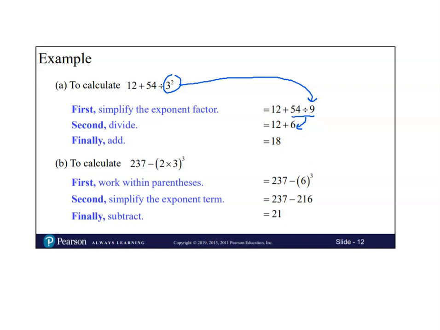In this problem, we do have some parentheses to take care of, so 2 times 3 got them 6. After parentheses is exponents, so they took care of 6 to the third next, which was 216. And then finally, they took care of the subtraction.